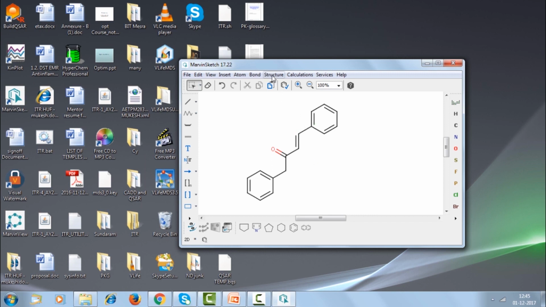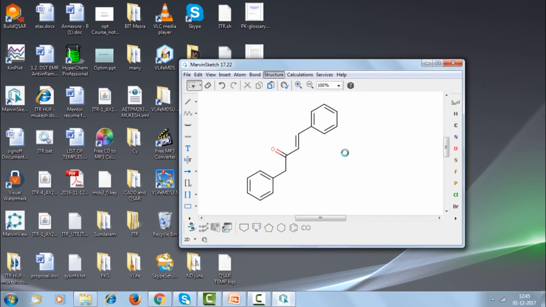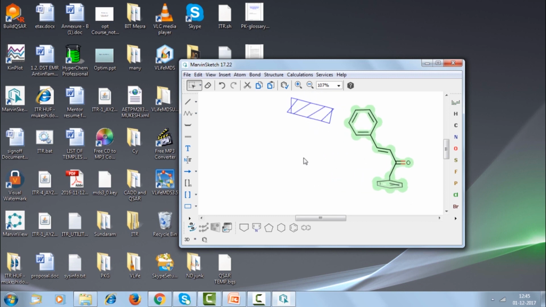So we can put the structure into a 3-dimensional form, as you can see. We can rotate it in 3D, as you can see here. Now the molecule is in 3D form. We can shrink it or enlarge it, we can move it forward or backward, so we can do all those things.